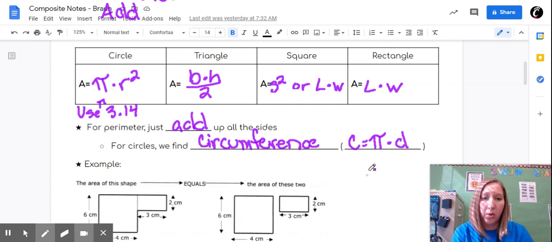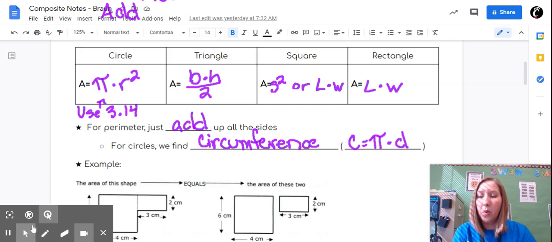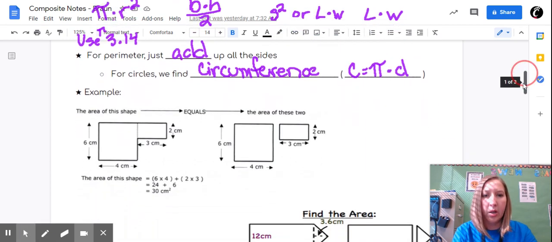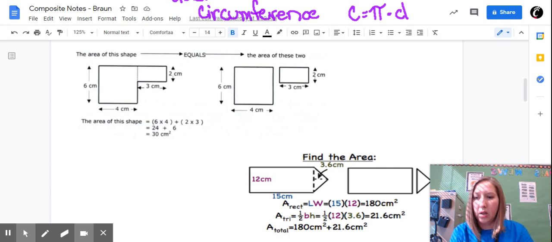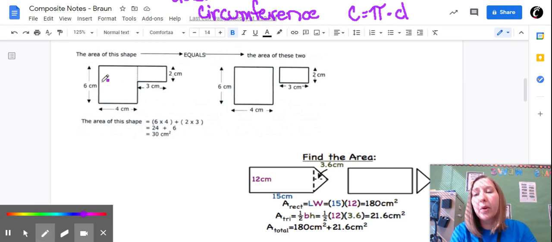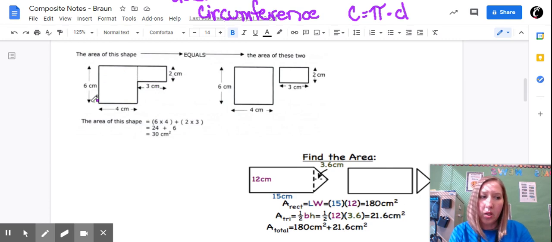Okay, so we're going to take a look at a couple examples here, and we're going to show you how you can break a shape into smaller two-dimensional shapes to find our area. So we have this composite shape here, and we want to find the area of the entire composite shape. But if we look at this shape, we have two different rectangles. So I have this bigger rectangle here, which I can chop right here. And we can look at this bigger rectangle and this smaller rectangle. So this whole shape is equal to these two broken down rectangles.